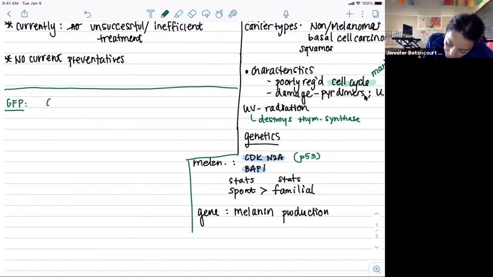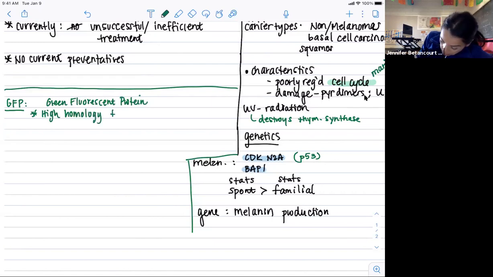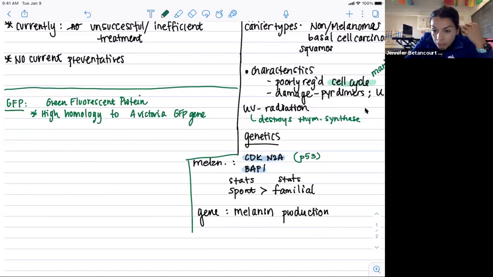Okay, so we have what it stands for. It stands for green fluorescent protein. Okay, so we've mentioned some of these things already. It has high homology to a Victoria GFP gene. And that's really important to state in the background. Otherwise, people are going to say, why would you think it would work, or why do you propose these functions?